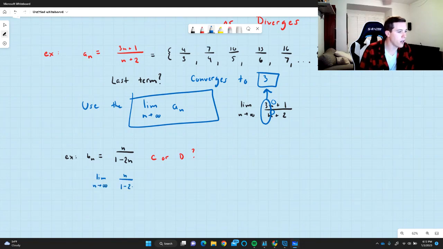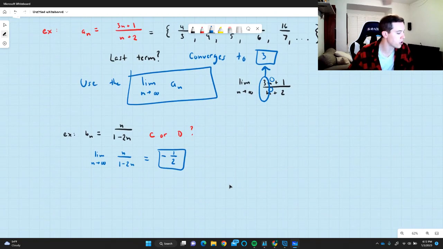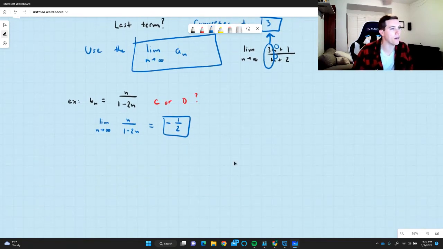And notice, again, same power in the top and bottom. So we divide the leading coefficients and we get -1/2. So this sequence converges to -1/2. The quote-unquote last term would be -1/2. So it doesn't seem so bad. It seems like we're just dealing with end behavior.